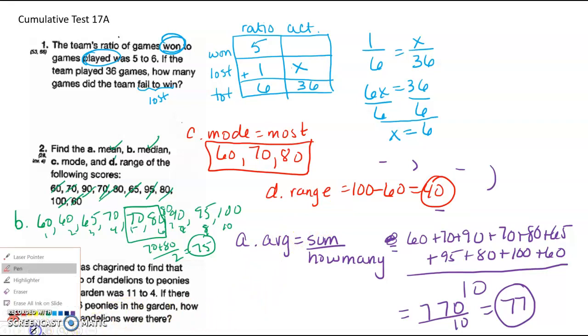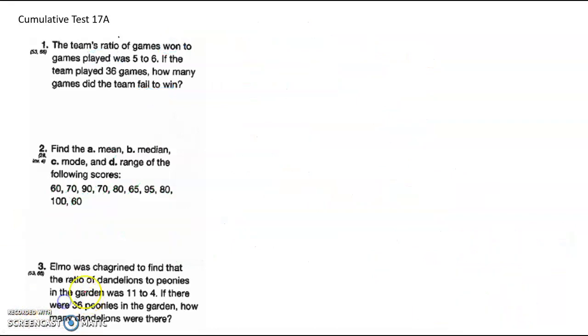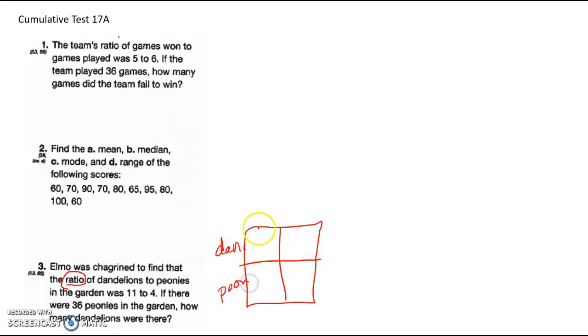Let's go ahead and move on to number 3. Again, I'm going to have to erase. I'm just going to erase all of it. Okay. Elmo was chagrined to find the ratio of dandelions to peonies in the garden was that. So let's see. We have dandelions to peonies. Ratio actual. So this is 11 to 4. If there were 36 peonies, how many dandelions? So we don't even need a total on this one.